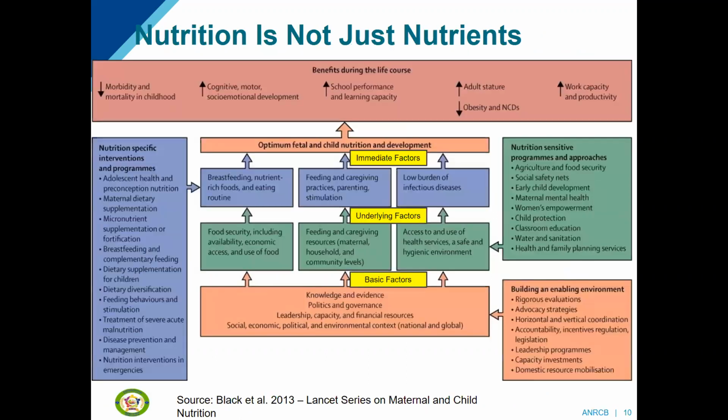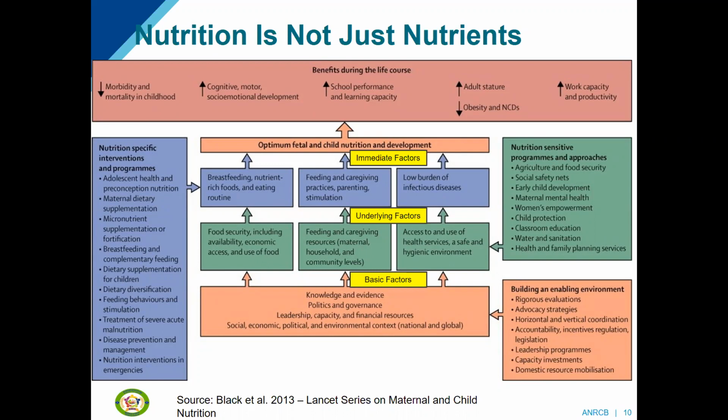When we discuss nutrition, we're often concerned with the nutritional status of infants and young children. We're interested in these youngest children because they can be quite vulnerable, and also because poor nutrition and development early in life can have lifelong consequences.